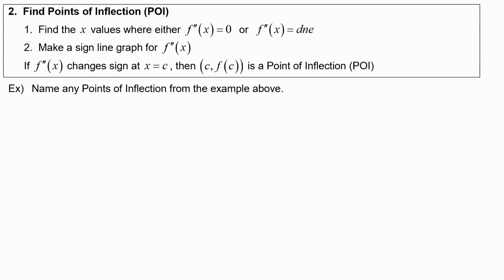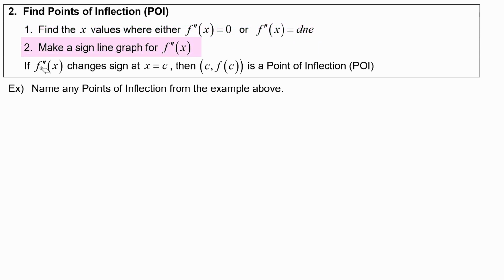Find points of inflection on a graph. So what we do is find the second derivative, and then we find the x values where either the second derivative equals 0 or the second derivative does not exist. So that's going to feel a lot like finding critical numbers with the first derivative. It's just instead we will do it with the second derivative.